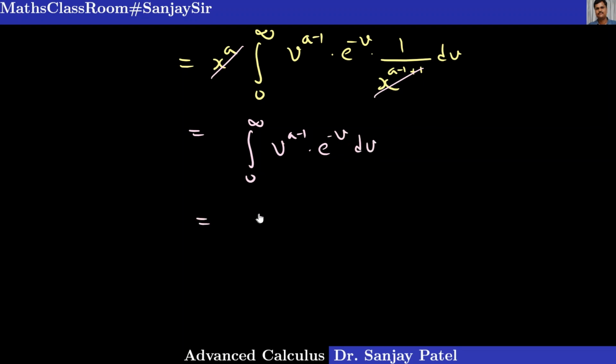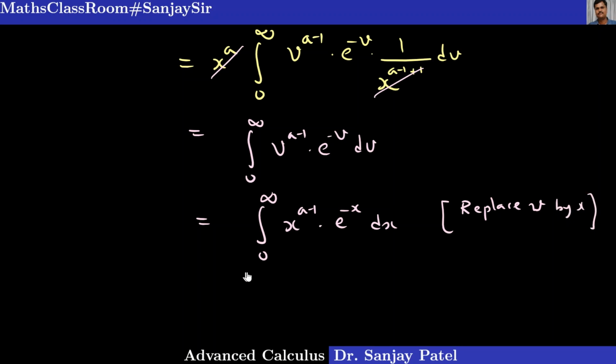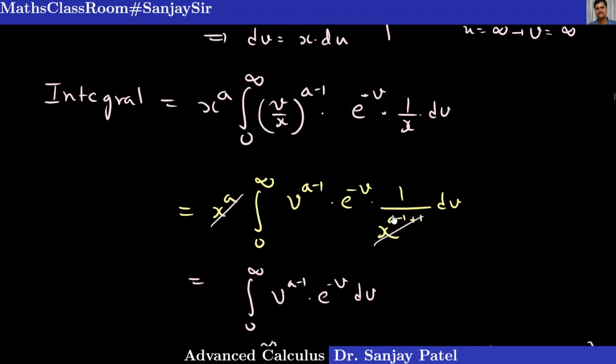Just replacing v by x just for your simplicity, not as a substitution. So I can write x raised to a minus 1 into e raised to minus x dx. Just replace v by x. So what you will get is, this is nothing but gamma of a, correct? And hence it is proved. This is equal to your RHS. So we have proved this result.